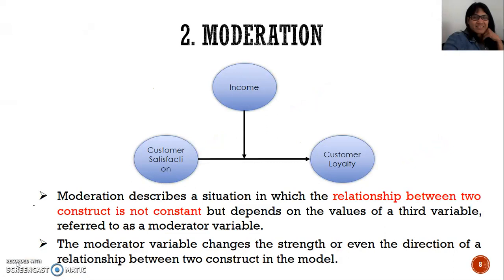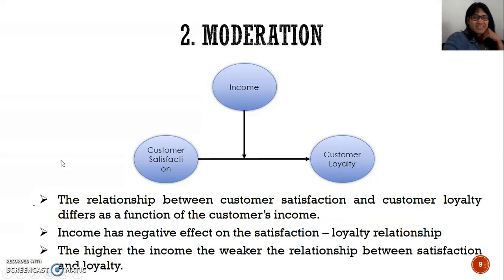After testing the significance of the indirect effect and direct effect of the mediating effect, now we are going to the moderation. Moderation describes a situation in which the relationship between two constructs is not constant but depends on the values of a third variable, referred to as the moderator variable. The moderator variable changes the strength or even the direction of a relationship between two constructs in the model. For instance, a researcher says that the relationship between customer satisfaction and customer loyalty differs as a function of customer income.